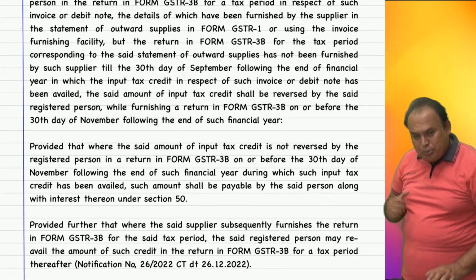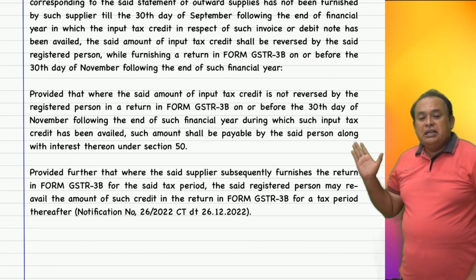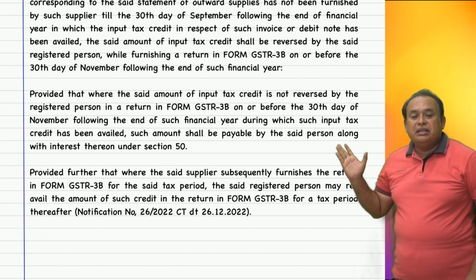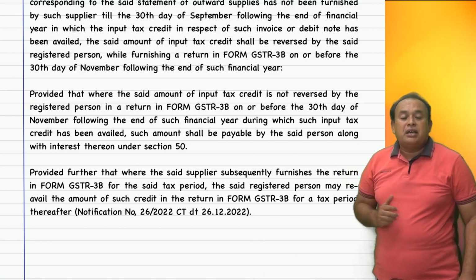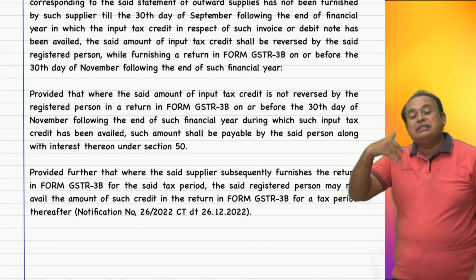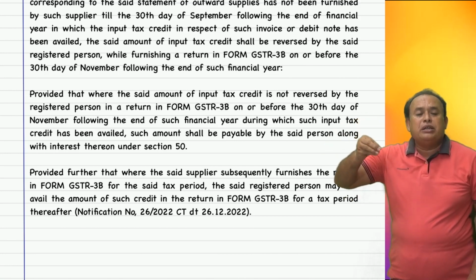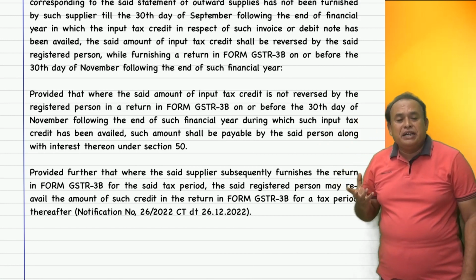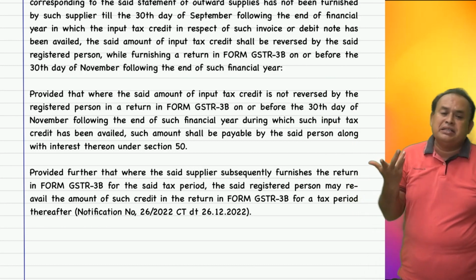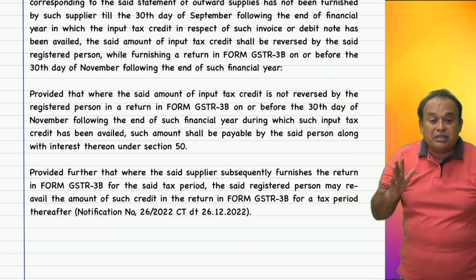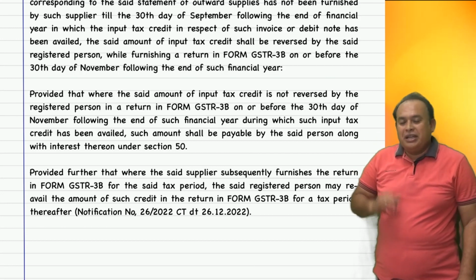That means I will provide you with an example, don't worry at all. Furthermore, failing to reverse will attract interest at the rate of 24% per annum. Sir, at a later date, after the 30th September, the supplier furnished the GSTR 3B return, means paid the tax. Can I re-avail the credit after reversal? Yes, re-availment of ITC is always allowed, but whatever interest you paid in between, you cannot get back. Only re-availment of ITC is possible.